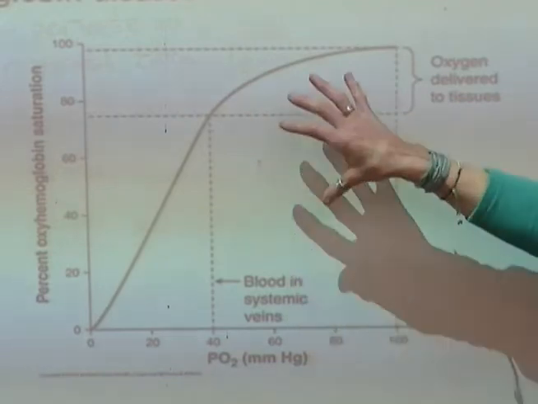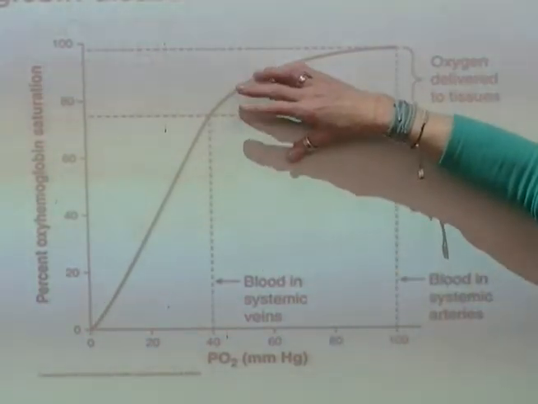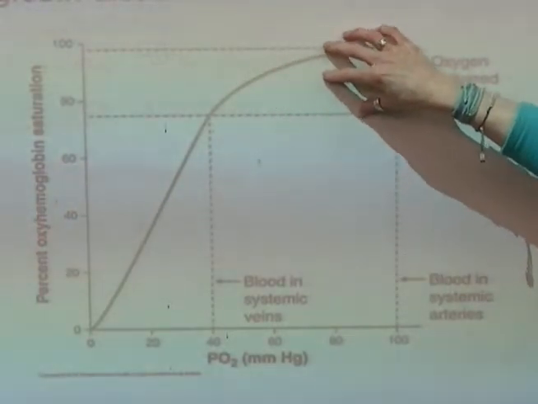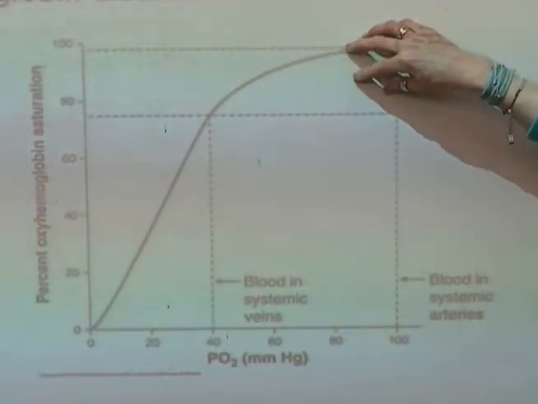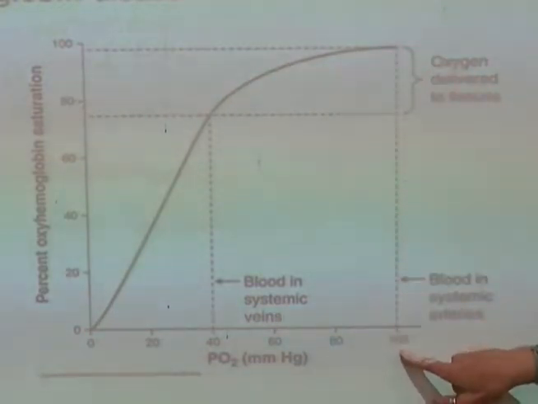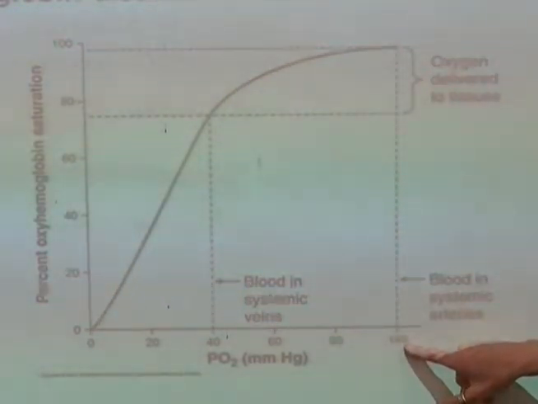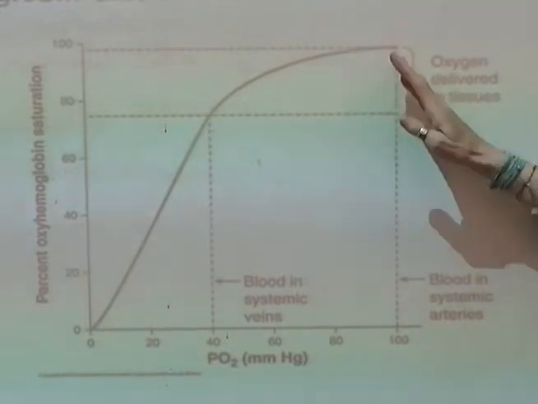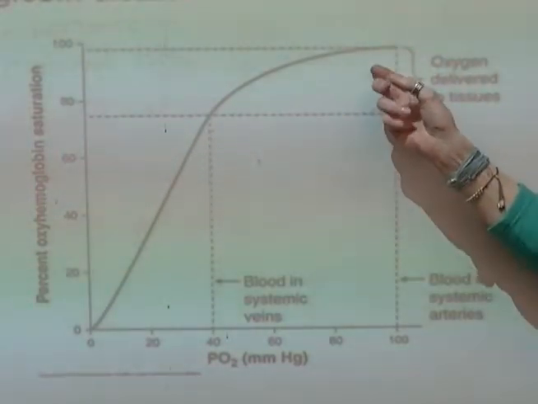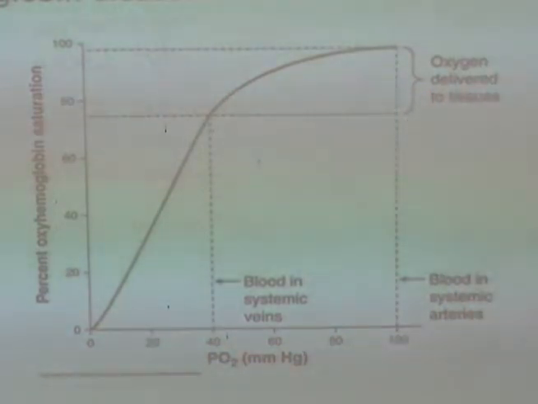Then it picks up a lot of oxygen at the lungs, and it becomes fully saturated. And this is in the arteries now. We're at 100% saturation. And that's the point at which we can drop off oxygen to the working tissue. So how does it know to get off the bus?